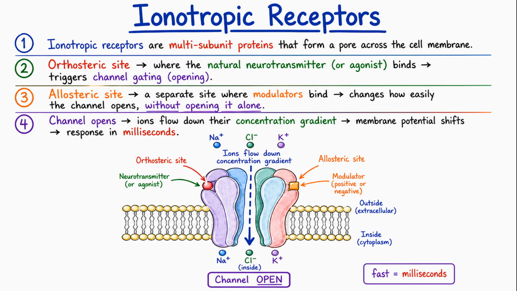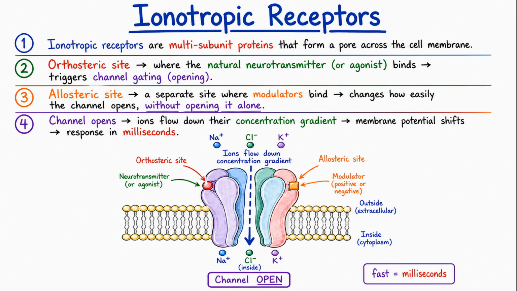Let's go a level deeper now, and actually look at how an ionotropic receptor works, step by step. These receptors are built from several protein subunits, usually 4 or 5 of them, that come together and form a ring, with a pore running straight through the middle of the cell membrane. So structurally, the receptor and the channel are literally the same physical structure. That's what makes ionotropic receptors so fast.